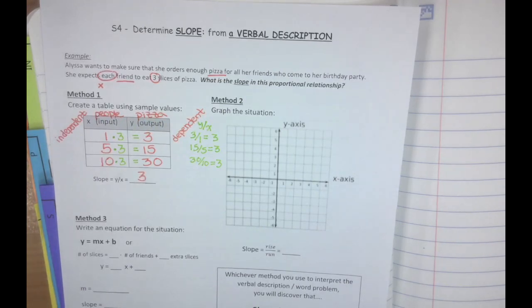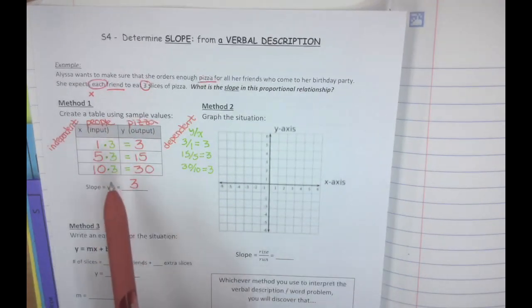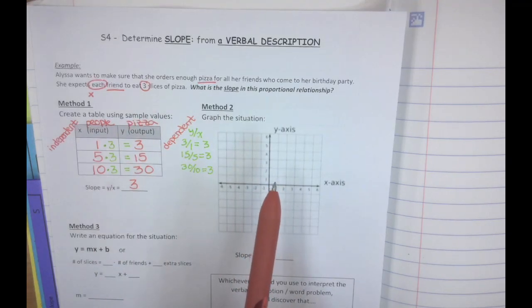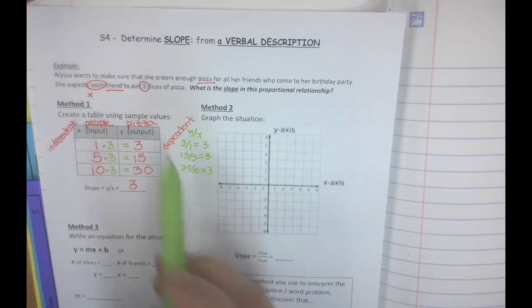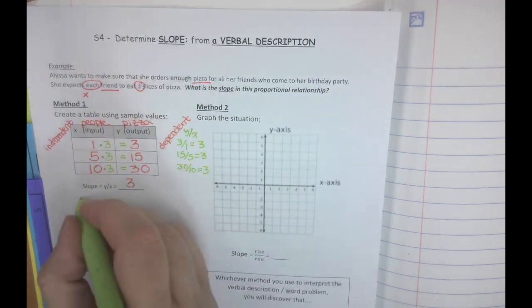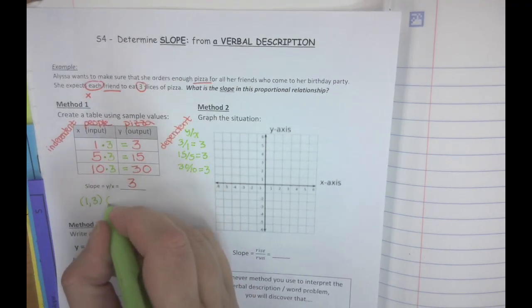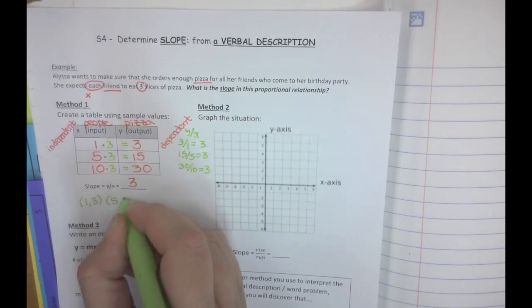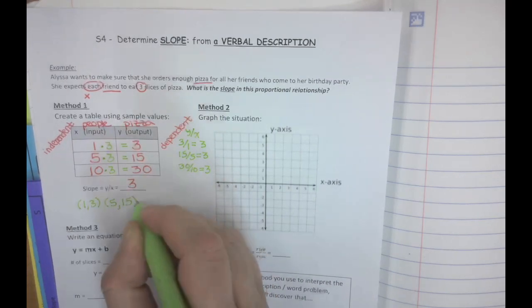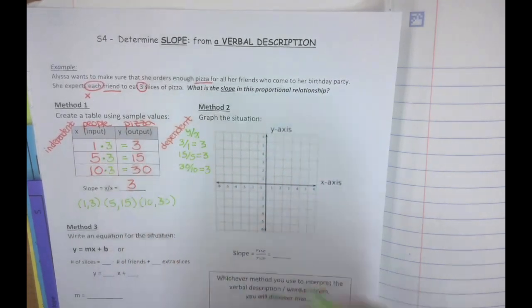Now, since we really haven't done anything with graphing yet, on our coordinate plane or graphing our slope, we're really just going to use our table to help us plot some possible points over here. So if you look at your table, these are your coordinates. I have the point 1, 3. I have the point 5, 15. I have the point 10, 30.